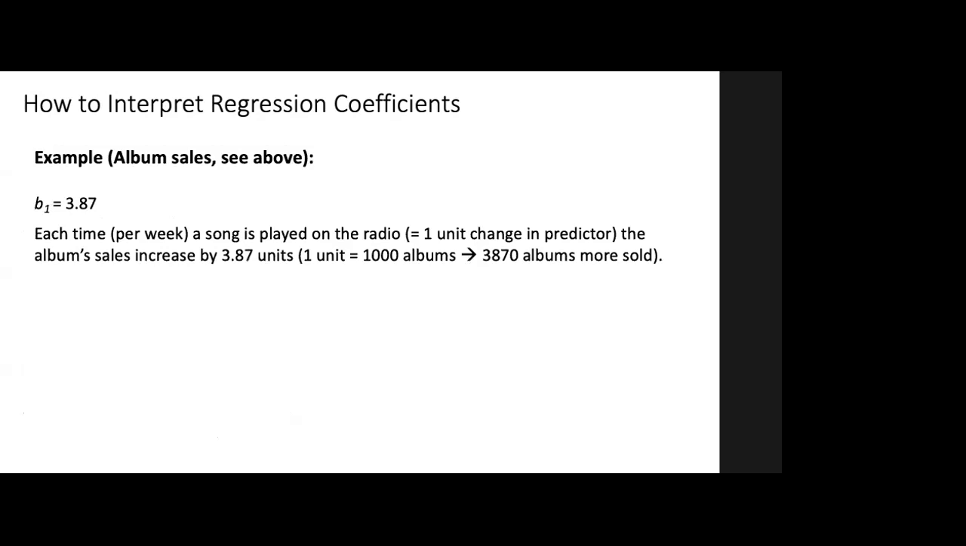Okay. Yeah, so just to reiterate that: each time a song is played on the radio per week, so if I have a 1 unit change in my predictor, the album sales increase by 3.87 units. Because 1 unit corresponds to 1,000 albums sold, it means that 3,870 more albums are sold.